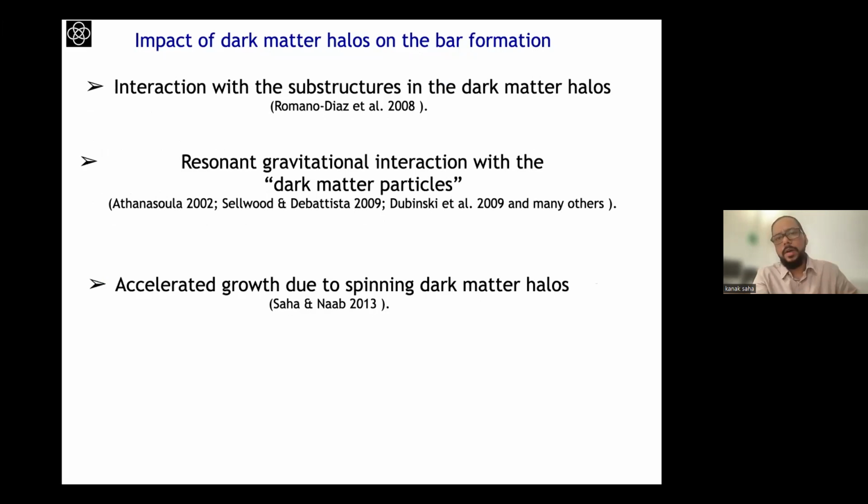Then there have also been other avenues explored: the interaction with substructures in the dark matter halo, and then resonant interaction with the dark matter particles, the classic work since 2002 by Athanassoula, and subsequent work has shown that the dark matter particles actually carry angular momentum from the central part of the disk, and this leads to the growth of the bar. We also had work to add here, which I did with Thorsten Knapp, which is an accelerated growth: if you have a dark matter halo that is spinning, instead of static dark matter particles.